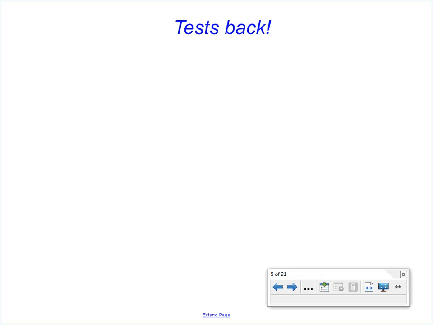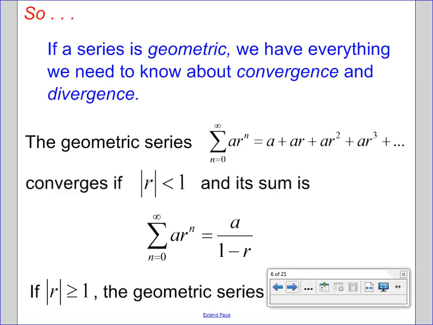Okay, ladies and gentlemen, so we already know, after one day, really all there is to know about a geometric series. If a series is geometric, as is the case of several of our Bellwork questions, we have everything we need to know about convergence versus divergence. So the geometric series, given by the sum from 0 to infinity of some constant a times r to the n, expanded out the first several terms are a plus ar to the first plus ar to the second plus ar to the third dot dot dot. That converges if the absolute value of r is less than 1.